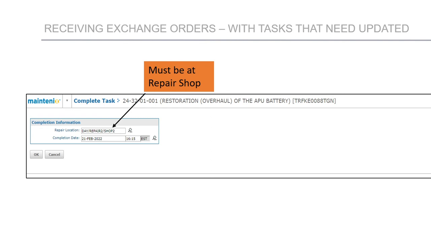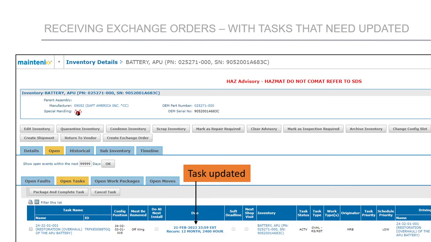The complete task screen will come up. You will more than likely have to change the repair location. It would probably show a dock location. You would need to change that to one of your local repair shops, as pictured here. Then hit OK. Here's a screenshot of the task that had been updated.